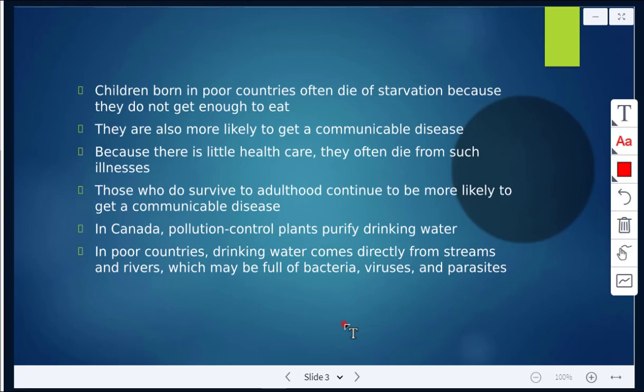Children born in poor countries often die of starvation because they don't have enough to eat. They're also more likely to get a communicable disease because there's little health care. They can often also die from such illnesses. And those who do survive to adulthood continue to be more likely to get a communicable disease. In Canada, we have pollution control plants that purify our drinking water. In poor countries, drinking water comes directly from streams and rivers, and it may be full of bacteria, viruses, and parasites.